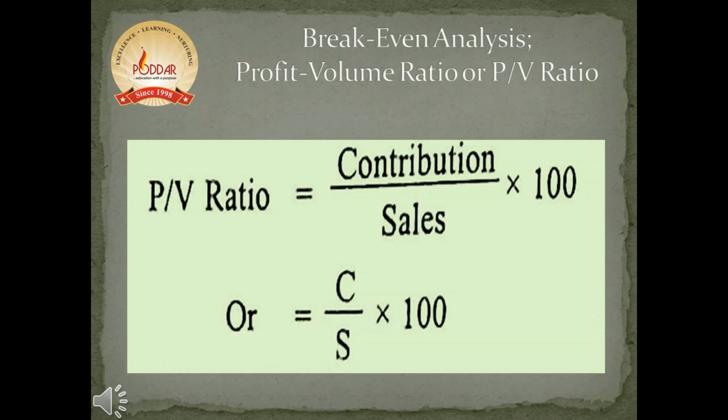The second method of break-even analysis is profit volume ratio or PV ratio. PV ratio is calculated as contribution divided by sales and the resulting figure is multiplied by 100. Please note that PV ratio is always calculated in percentage.